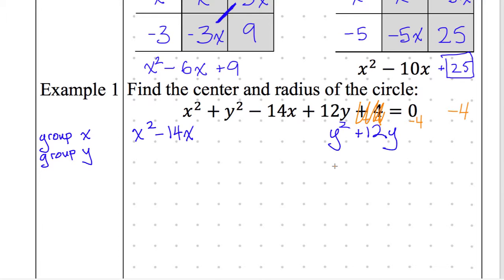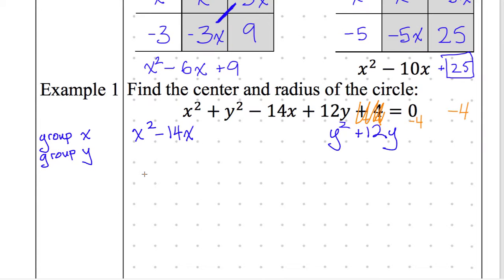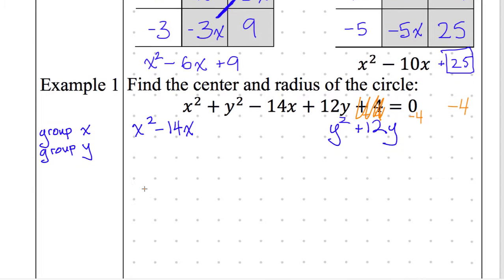Scribble out that 4. Everyone scribble out that 4 with me. Get rid of that 4. It's going to mess us up. Move it to the right-hand side. It is now a negative 4. Make sure you have negative 4 written down in your notes. All right. India got some XP. India got her marble.